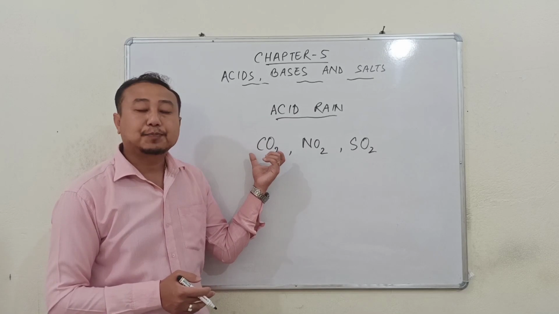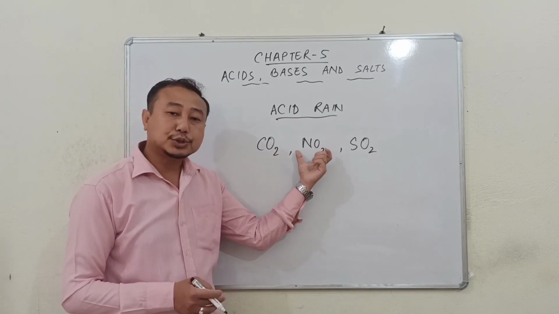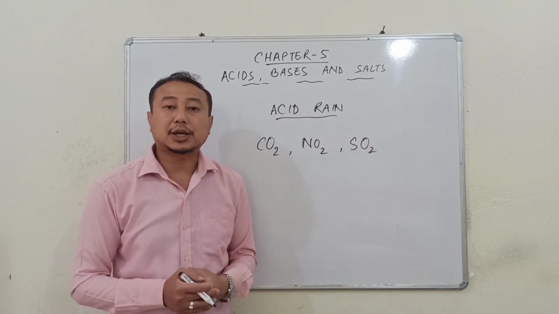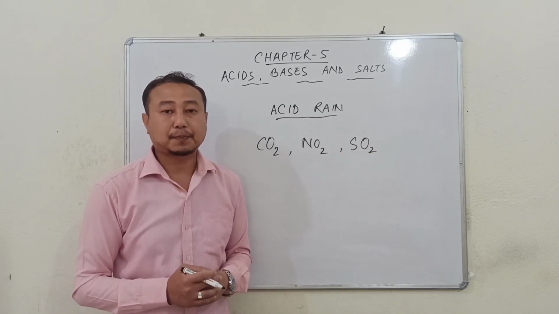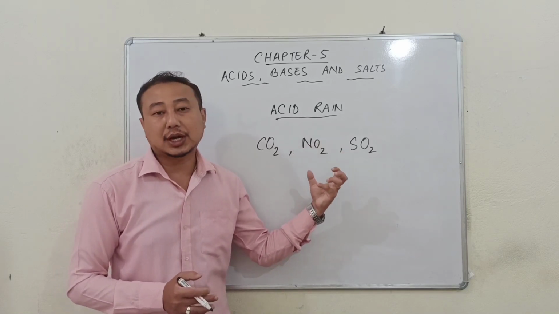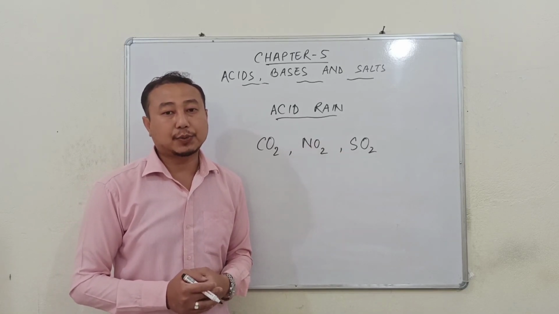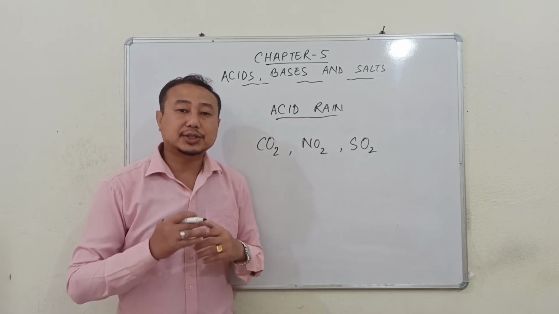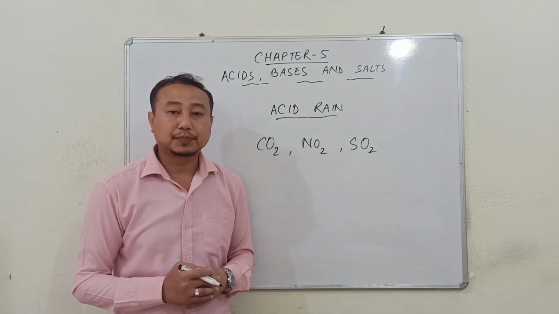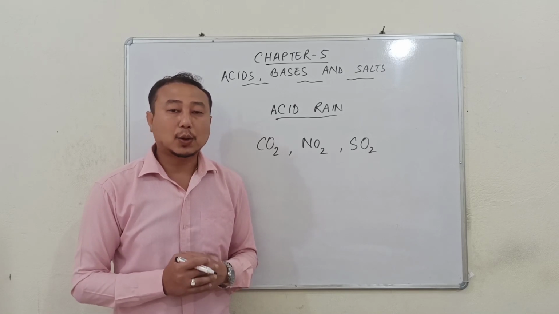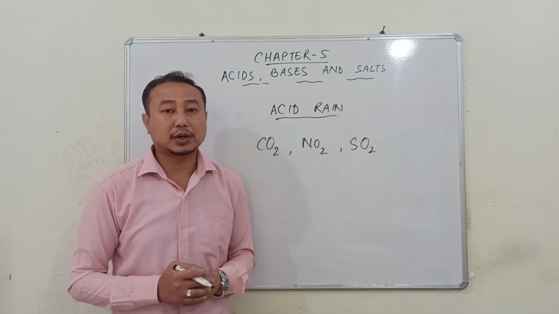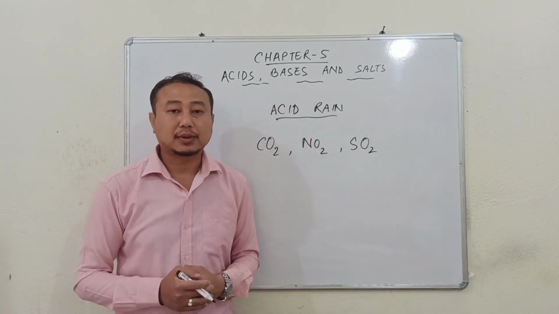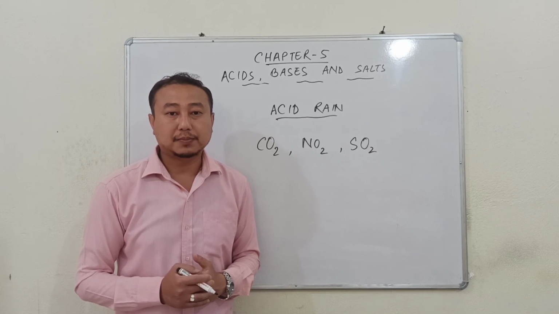The carbon dioxide changes into carbonic acid, the nitrogen dioxide turns into nitrous acid, while the sulfur dioxide changes into sulfurous acid. And when these acids fall down on the ground surface along with the rain, it causes acid rain. The acid rain can damage any substance on which it falls. It may even kill the aquatic organisms which are living in different water bodies. So these are the things related to acid rain. Now let us come to the next topic.